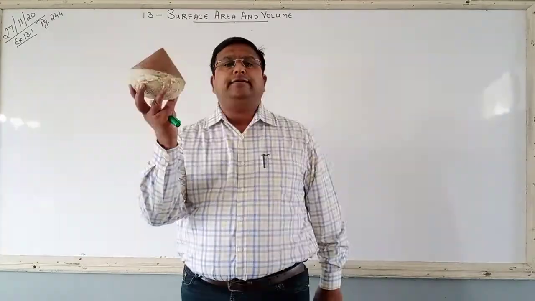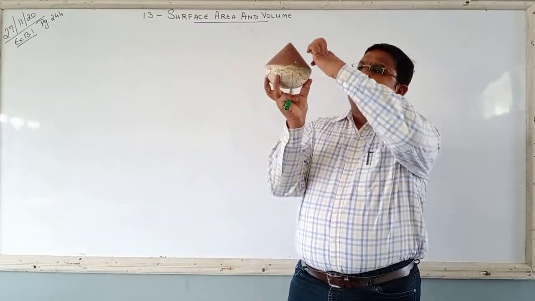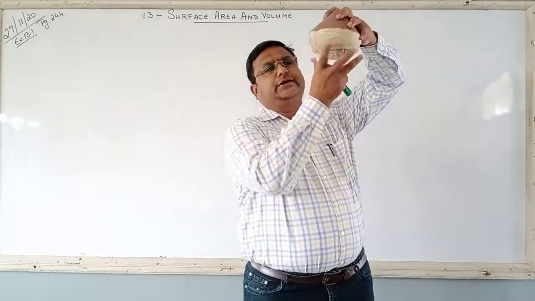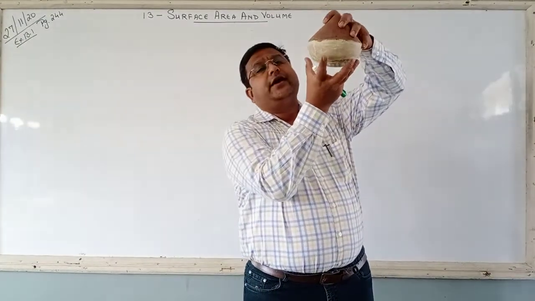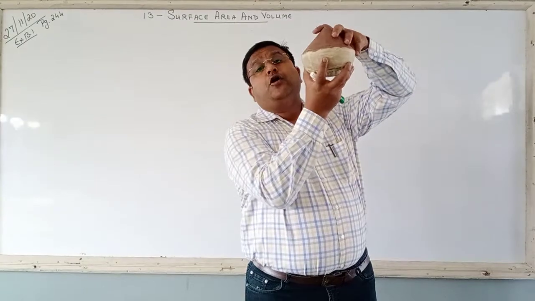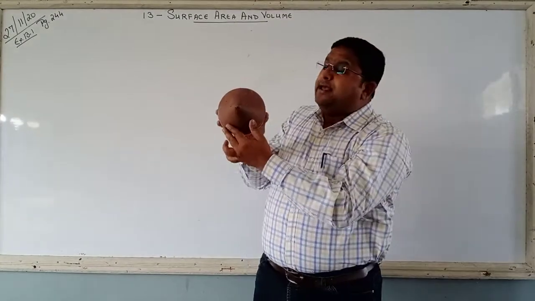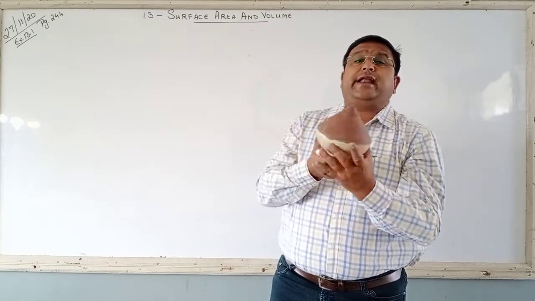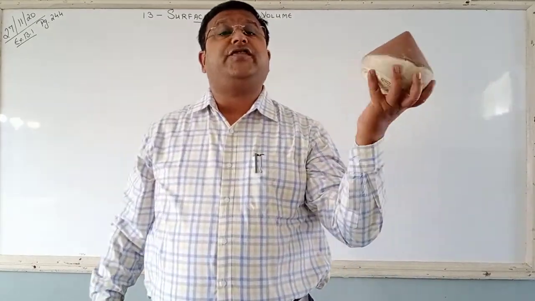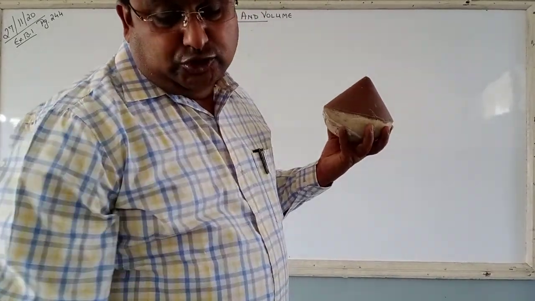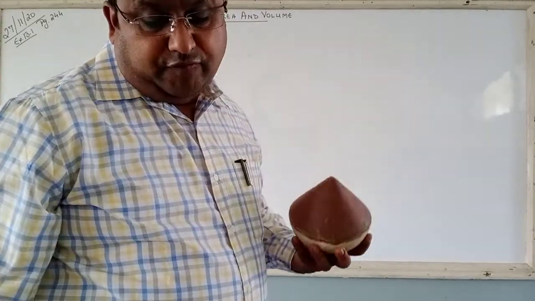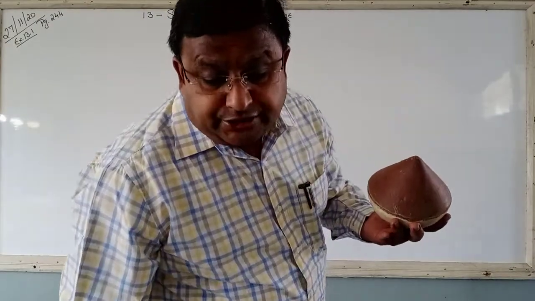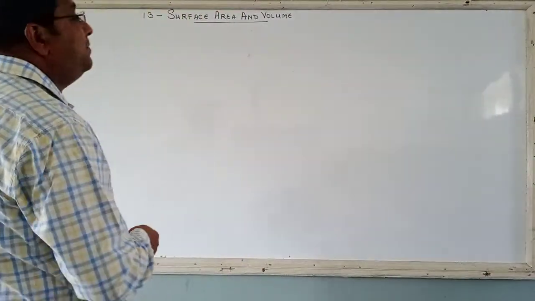Can you see this figure? The top portion is a cone, the brown portion that you can see, and this white portion is your hemisphere. The cone and this hemisphere both have the same radius. Can you see that? They are exactly equal. Yes, so the radius of this cone and the hemisphere is the same as in this case also. He says a toy is in the form of a cone of radius 3.5 centimeter mounted on a hemisphere of same radius.